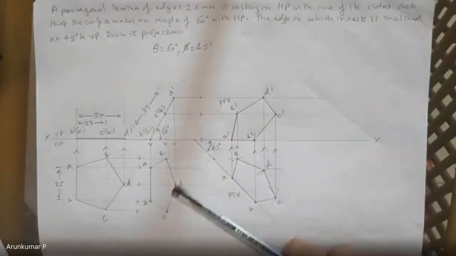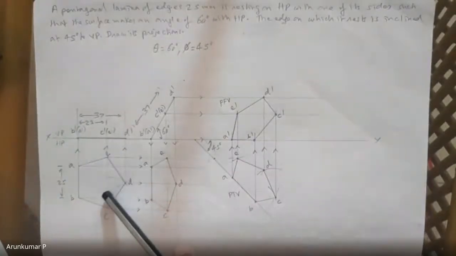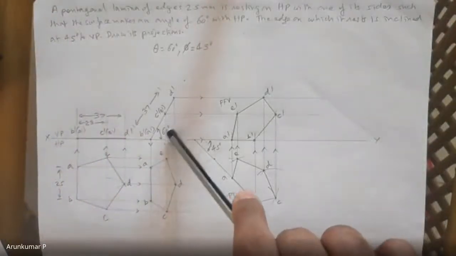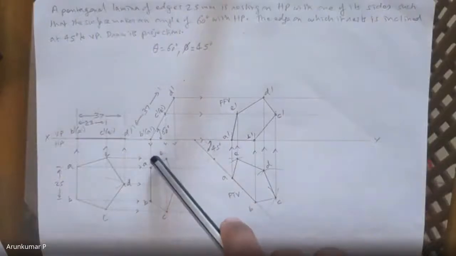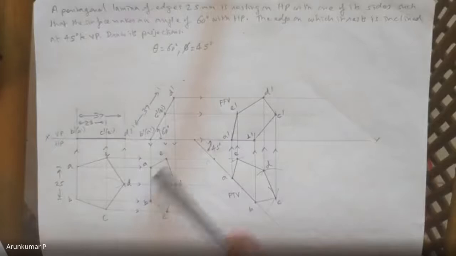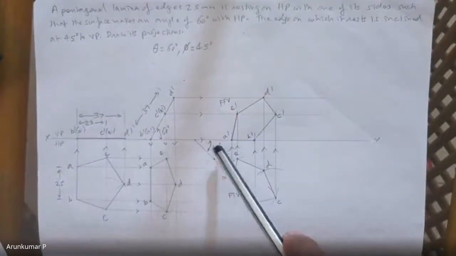So we'll have cases where yes, the pentagon will be resting on HP in the first step. It will be inclined to HP by 60 degrees or theta angle in the second step. And when that happens, an edge will be on HP. That is also correct.